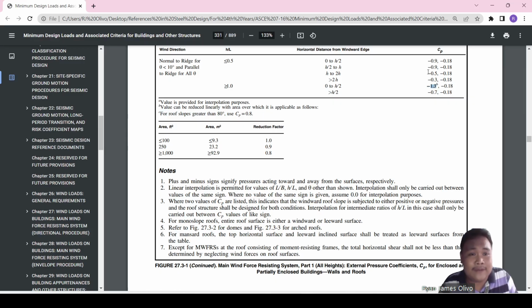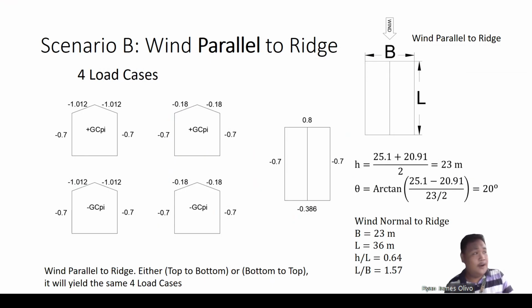If you want to interpolate for greater than h over 2, let's say this one and this one, we have between negative 0.5 and negative 0.7, then negative 0.9 and negative 0.7. So anyway, that's it, no? So the answer I yield is negative 1.012. Negative 1.012. And the other scenario is negative 0.18.